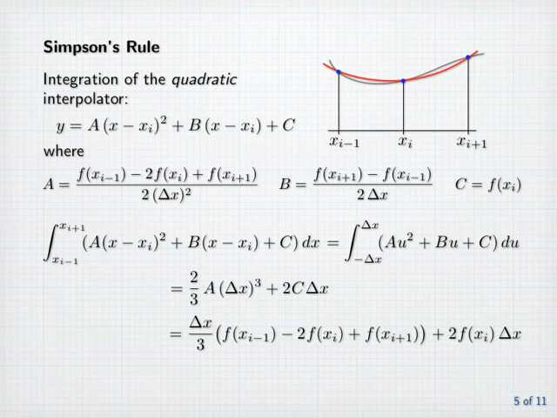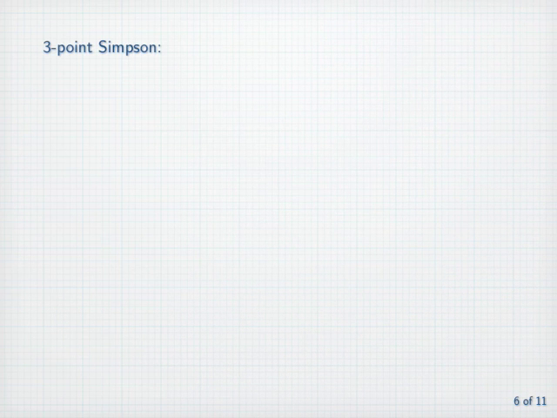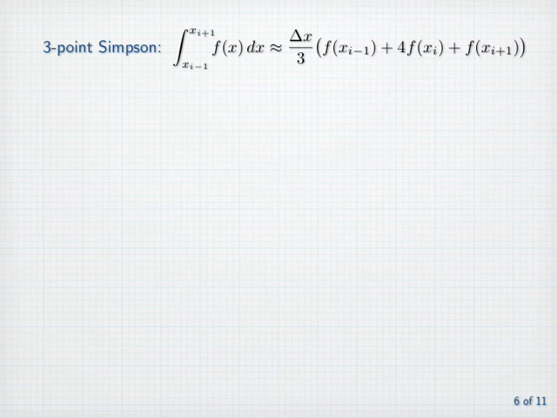Now notice that we can factor delta x from everything. Also notice that we have a minus 2/3 f of xi plus 2 f of xi, which ends up being 4/3 of f of xi, so we can express this entire quantity as delta x over 3 times f of xi minus 1 plus 4 times f of xi plus f of xi plus 1. So we have what we can call the 3-point Simpson rule.